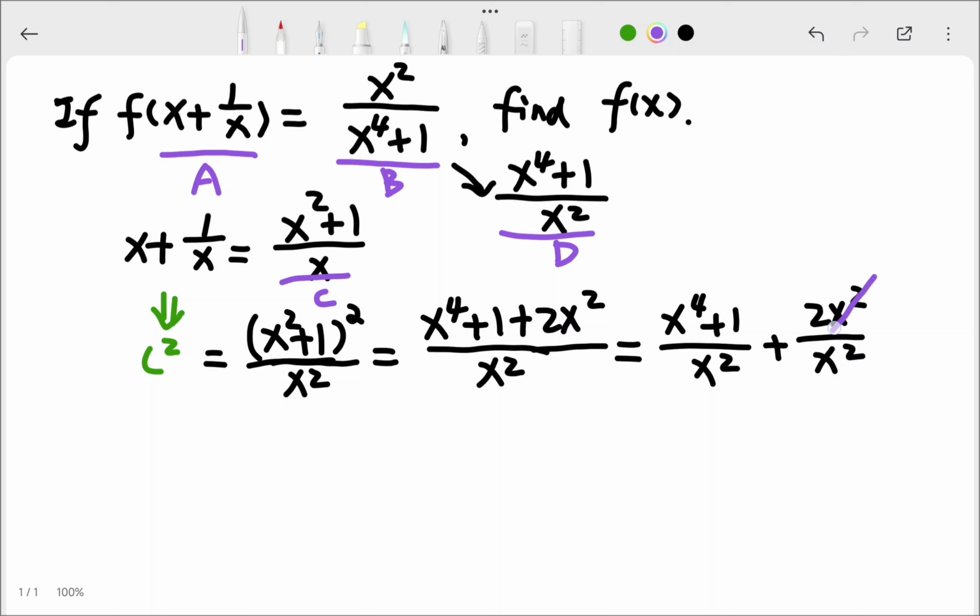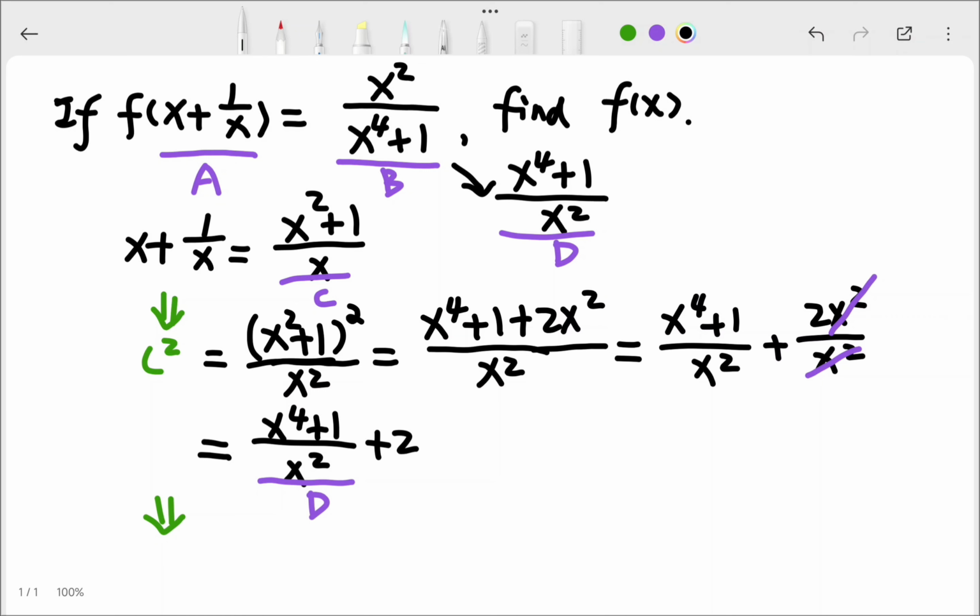Now, simplification, we can cancel x squares, and what's left is just 2. So I'm going to write it here. Plus 2. That means c squared equals this plus 2, and this is d. Okay. So we are trying to get d.